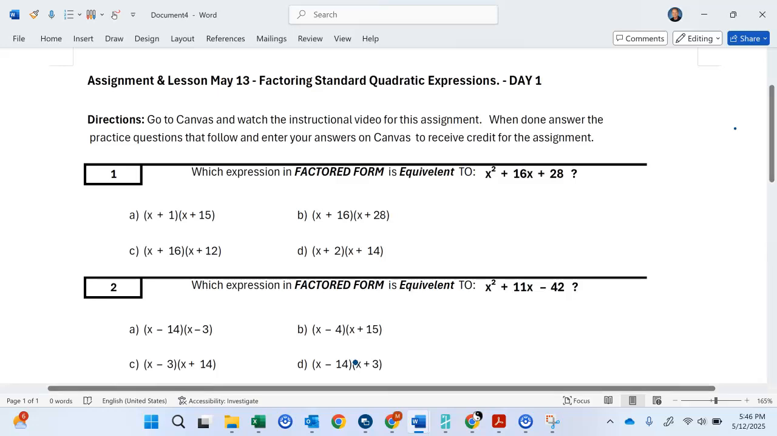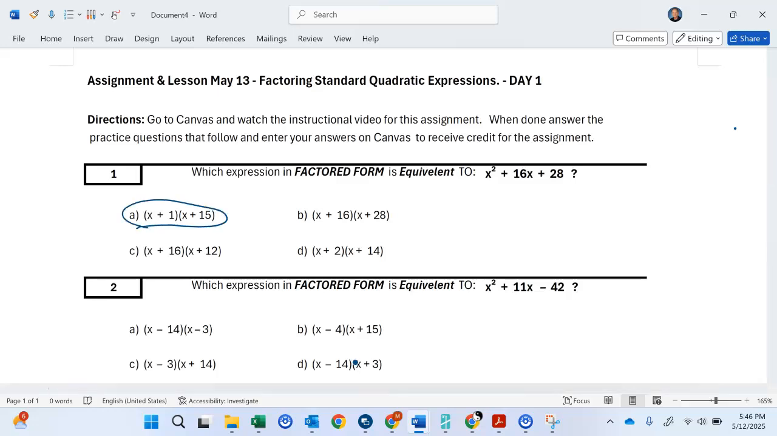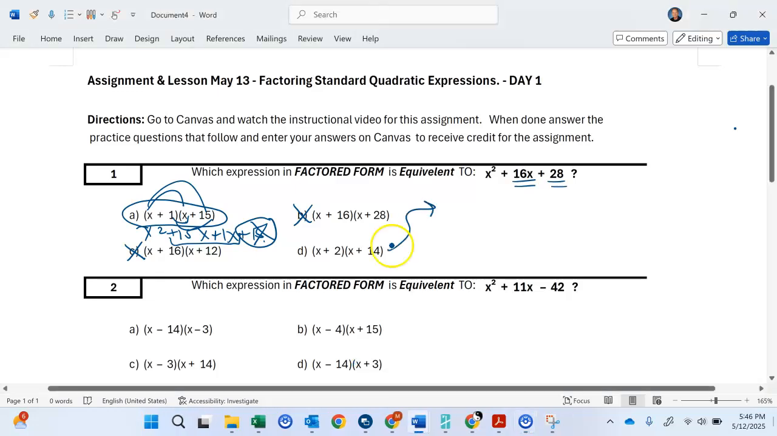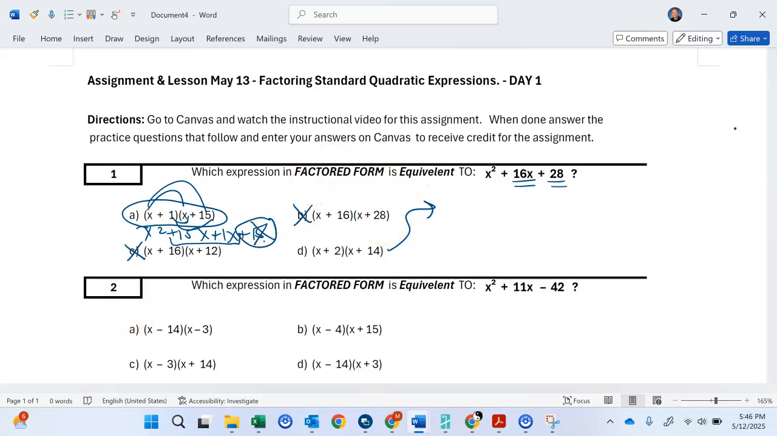So if I take this one right here and I FOIL it, for example, I would get x squared plus 15x, and then plus 1x, and then plus 15. Well, I'd put these together and I'd get 16x, which is that. That's okay. But this plus 15 over here does not match a 28, so this 15 doesn't work, okay? So we can keep trying this. And I will tell you this, if you try it with these, B won't work, C won't work, but if you try this one, it will work. So go ahead and take this and factor this one, and when you're done, come back and check the video to see if you did it correctly.